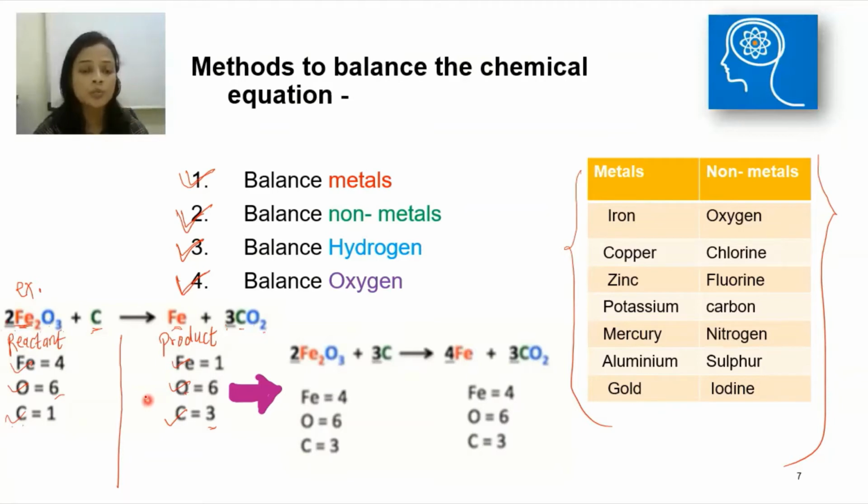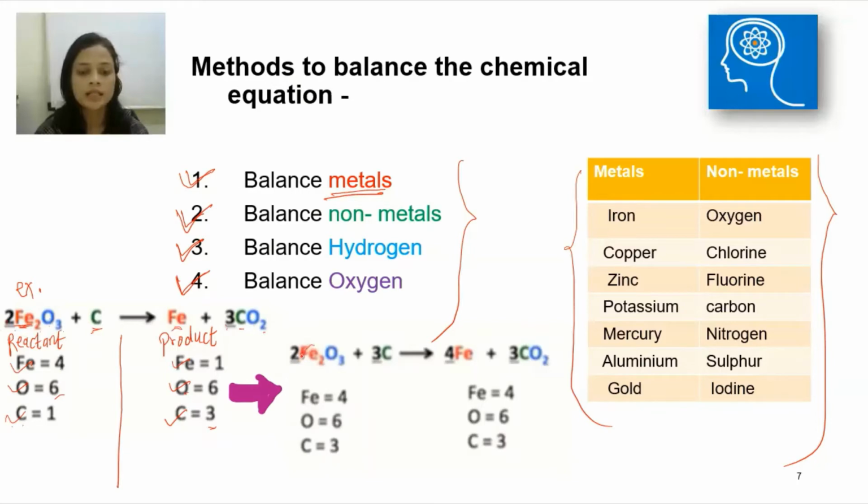Now we have to balance this particular chemical equation, and for balancing it, we have to follow these particular steps. First of all, we have to balance the metals present in the chemical equation. Okay, which one is the metal present in this equation? So metals are in which color?